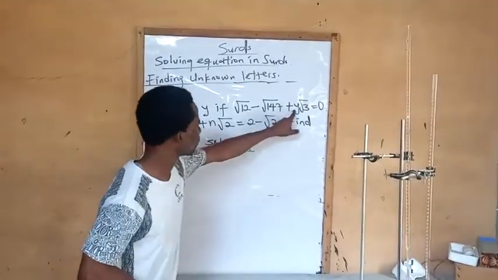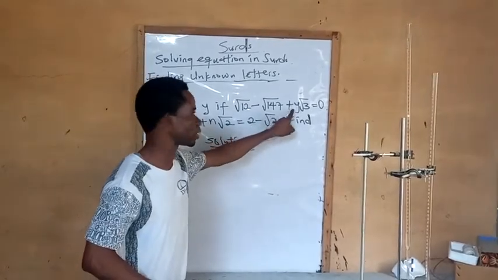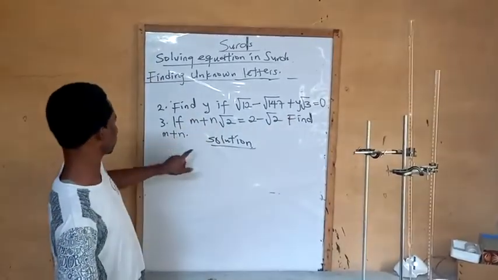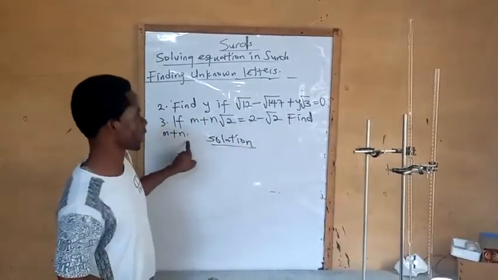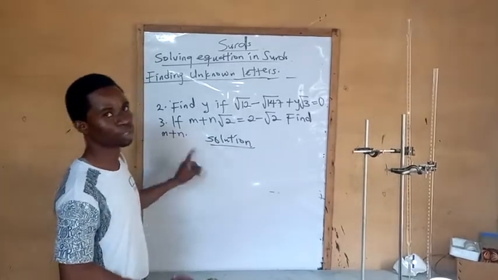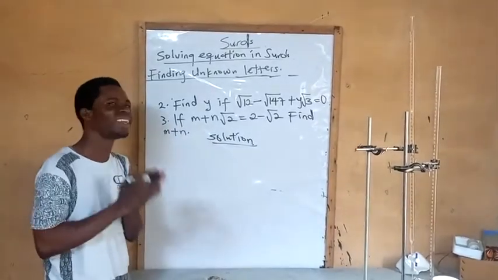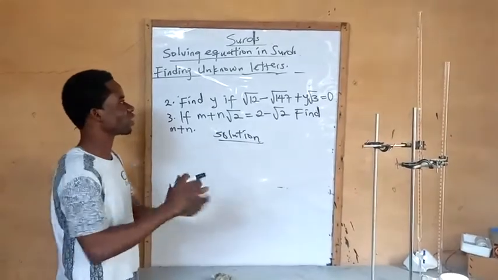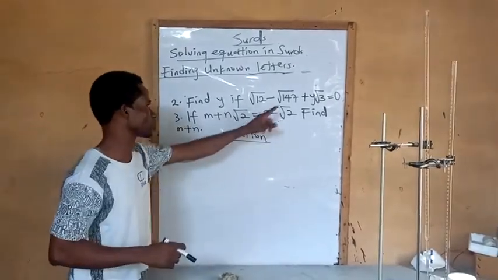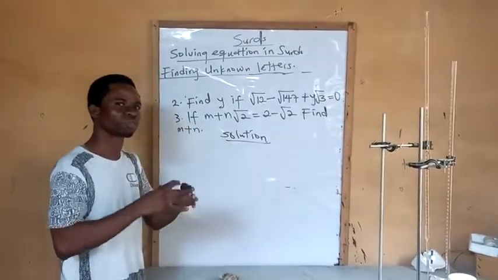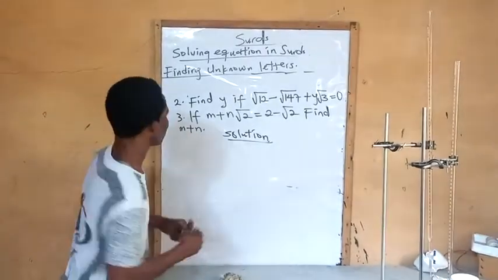Can you see here? I'm finding y. To find unknown letters. Can you see here? I'm finding, they say I should find m plus n. Finding unknown letters. That's why we actually call it equations. Any mathematical expression you see that is having equals to, you must know that it's equations. And the purpose is to find unknown letter.